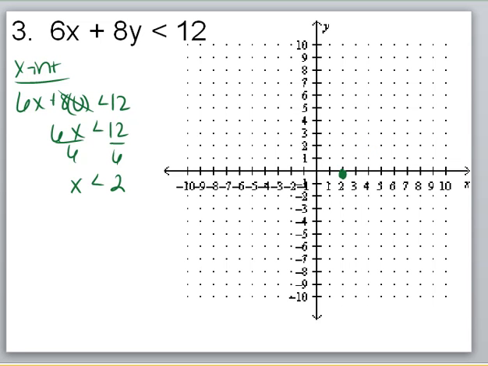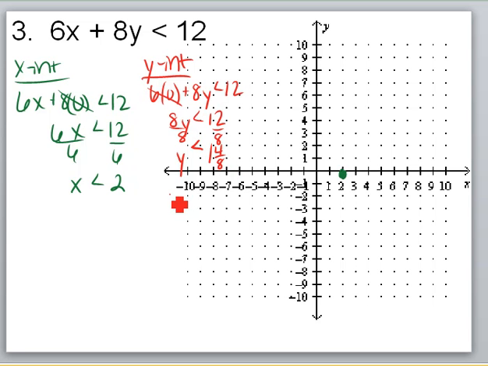And my y-intercept is plug in 0 for my x value and solve. This goes away. 8y is less than 12. Now this is going to give me a fraction answer here, so I'll just convert that. This goes in there one time with 4 left over, so I get 1 and 4/8, which is 1 and 1/2. So my y value is 1 and 1/2, which would be right here. I'd be using a dotted line because it says less than.